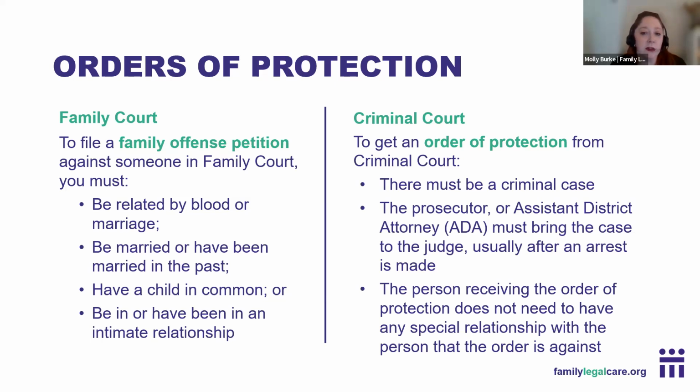Now, if there is no relationship, or if your relationship falls outside of these other categories that are listed on the left, you may still be able to get an order of protection from criminal court, but you would need to speak to the DA first. But if you're in need of an order of protection, you should really speak to a domestic violence or DV organization for assistance and reach out to our helpline team for a referral.